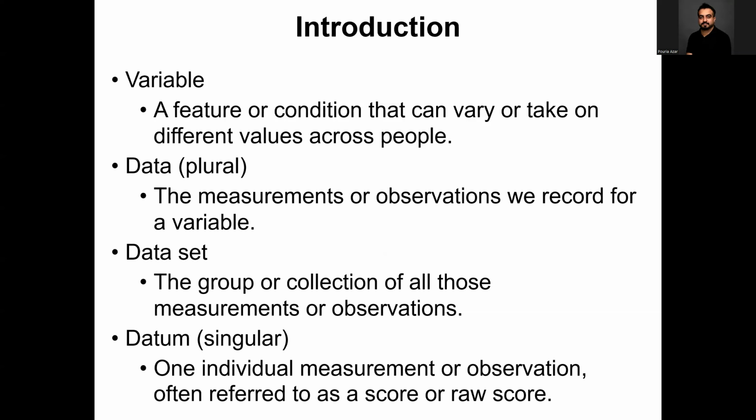And the datum, as I said, is the singular form of data. It refers to one individual measurement or individual observation. Remember, there are different terms referring to datum. For example, score, raw score, observation, individual measurement. These all mean datum, which is the singular form of data.